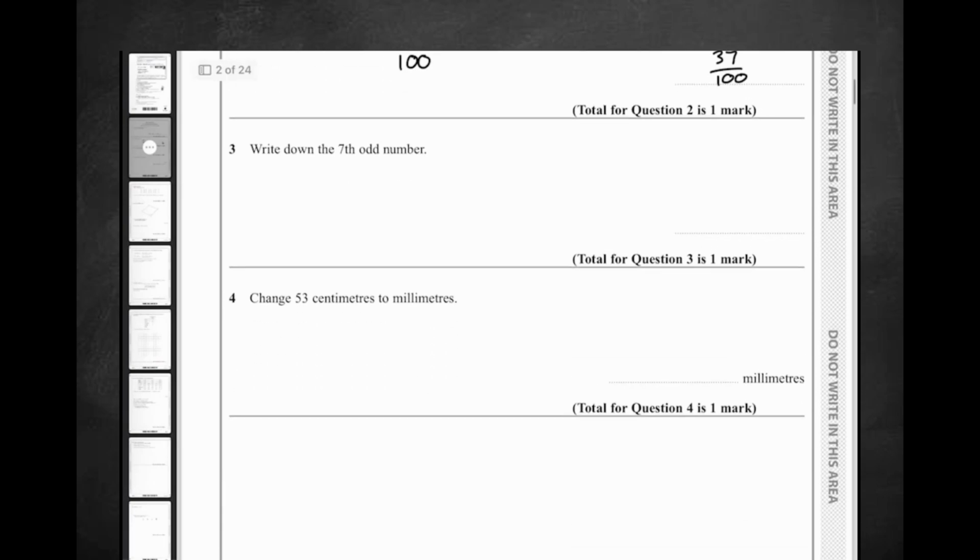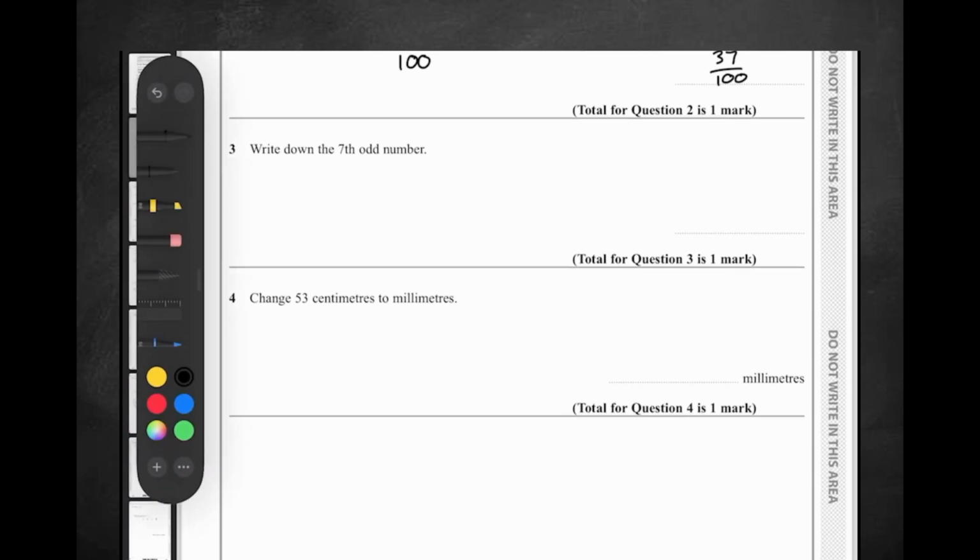Question 3. Write down the seventh odd number. 1, 3, 5, 7, 9, 11, 13 will be the seventh odd number.